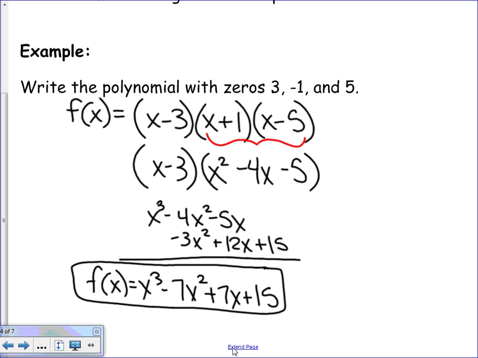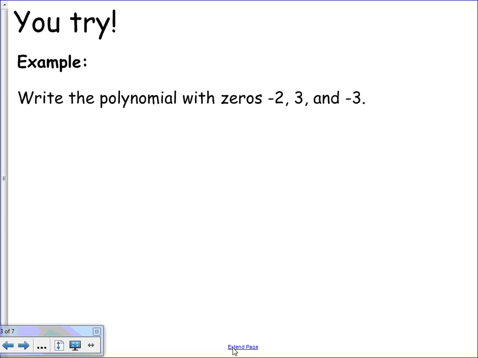Okay. So there are some special cases, and we want to get into those. Before we do that, I'm going to have you do one example on your own. So I'm going to go back to now you try. Could you please write the polynomial with the zeros negative 2, 3, and negative 3? Happened in this problem, if you set it up the way that I did, I wrote it x plus 2, x minus 3, and x plus 3.